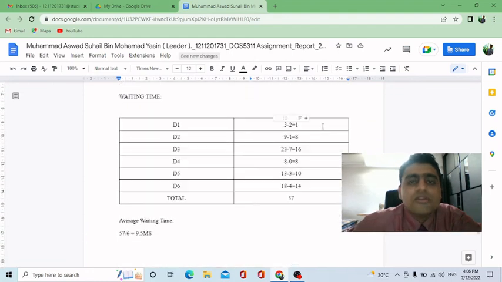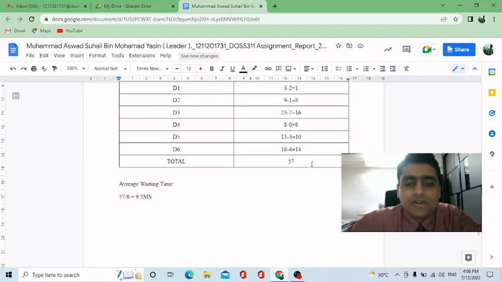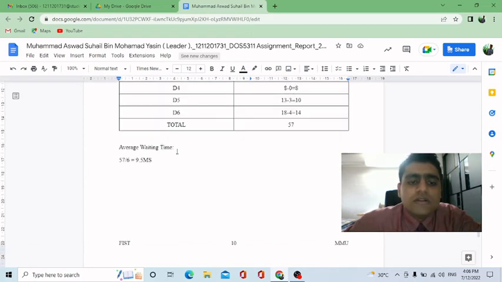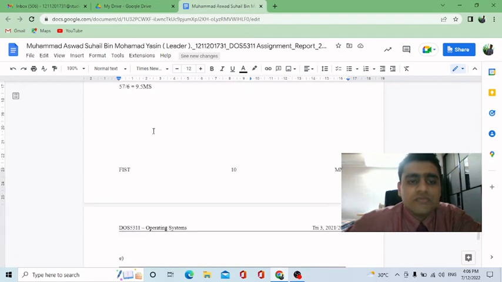Then after that, we need to add all. After we already get the total of this, we need to add all of the answers here to get the total. We need to plus 1 plus 8 plus 16 plus 8 plus 10 plus 14, and we will get the answer. And finally, we need to calculate the average waiting time, which we need to take this total to be divided by 6, like this. 57 divided by 6 will be 9.5 milliseconds.